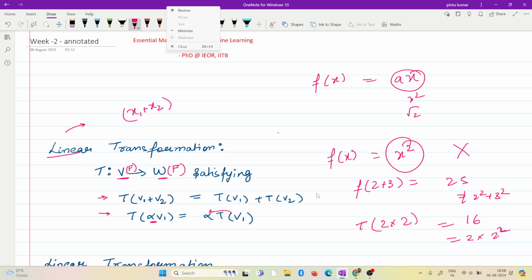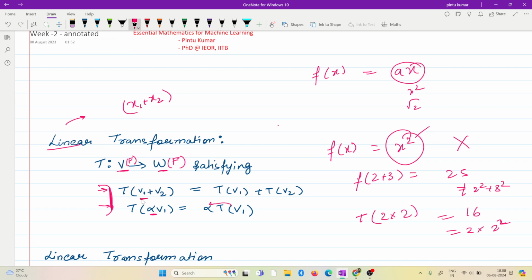In this lecture, or in linear algebra, the kind of functions we are interested in are those which satisfy these two properties. We are not interested in functions of the form x square or those kinds of functions. These are two very basic properties: v1 plus v2 you will split, and if you have alpha multiplied by v1, alpha will come out.